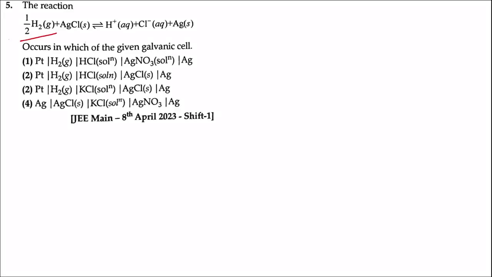The reaction half H2 forming H+ ion and AgCl solid forming Cl- and Ag solid occurs in which of the given galvanic cell? So H2 to H+ and AgCl to Ag. So correct option is option 2. This is the galvanic cell in which this reaction takes place.